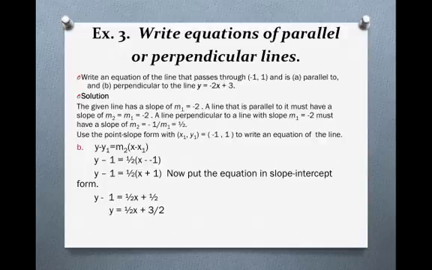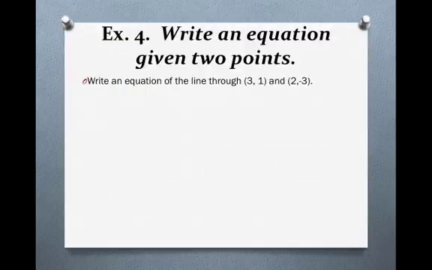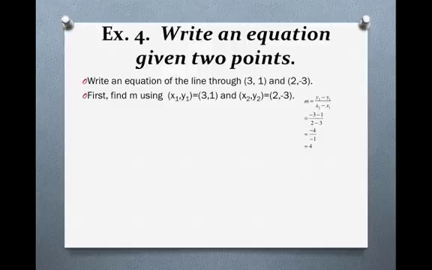Now the last thing we need to be able to do is write an equation given 2 points. And remember, the first thing you're going to want to do there is get the slope, and then you'll be able to use point-slope form. So we're going to write an equation of the line through (3, 1) and (2, -3). We need to know what the slope is, so we'll have an m to plug into our equation. So we're going to find m using (x1, y1) equals (3, 1), and (x2, y2) equals (2, -3).